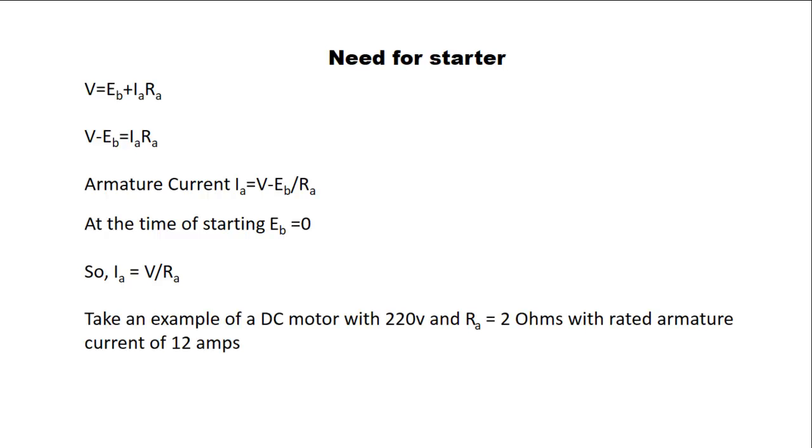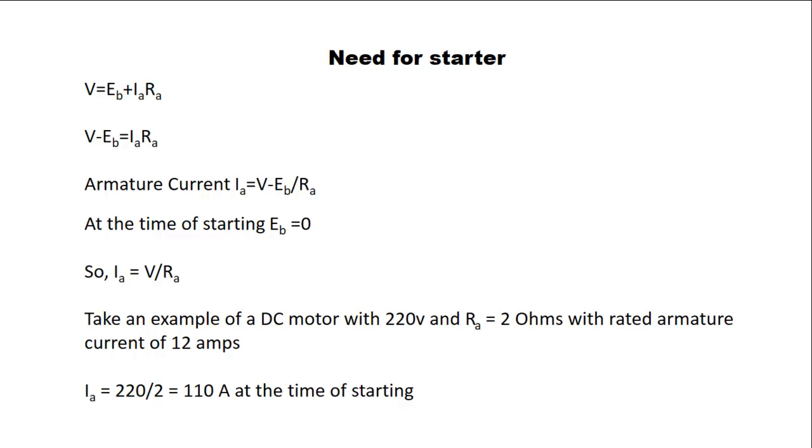Now let us take an example of a DC shunt motor which is running at 220 volts and has an armature resistance of 2 ohms and its rated armature current is 12 amperes. This is given by the manufacturer. Substituting these values in the equation for armature current, we get Ia equal to 220 by 2, which is equal to 110 amperes. But you can see the maximum armature current that can be taken by the motor as given by the manufacturer is only 12 amps. But what is the current at the time of starting? It is 110 amps, which will obviously damage the armature winding of the motor.